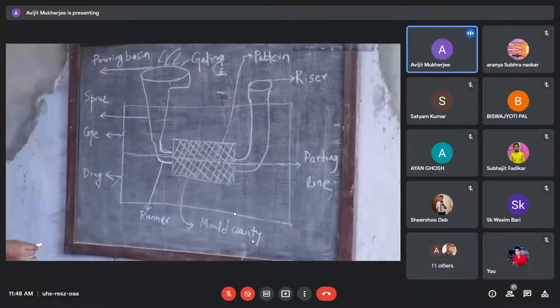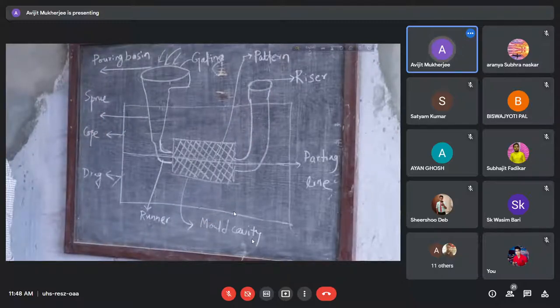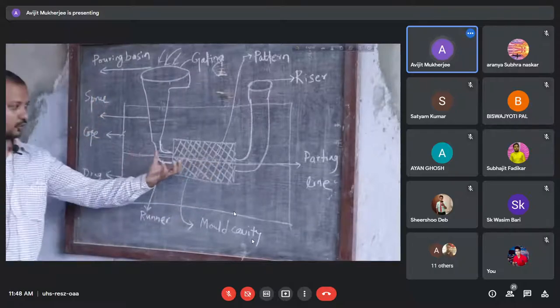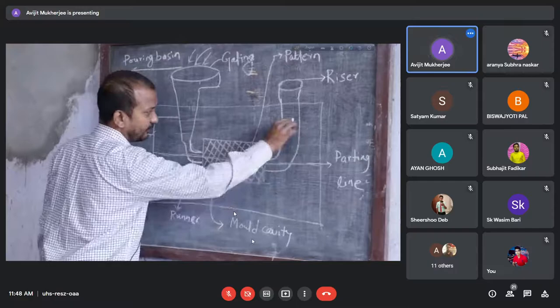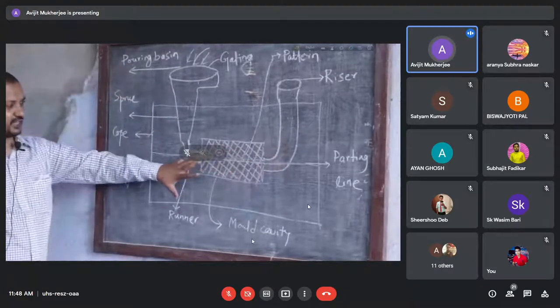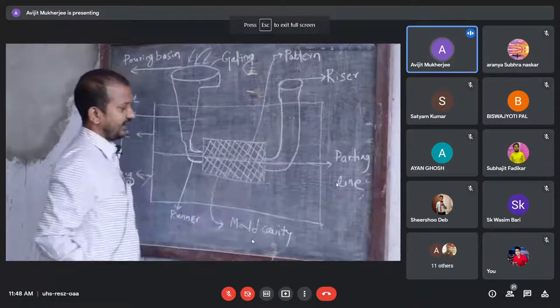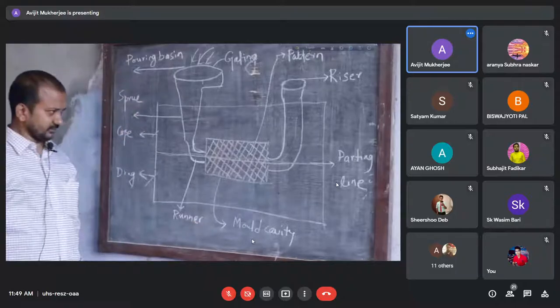So what is the function of this riser? I have already told you that for the alloys, different allowances are provided to the pattern. There was one allowance called the shrinkage allowance. When this material solidifies, there will be a contraction in volume. To compensate for that, the molten material will be reserved here, and this shrinkage allowance will be compensated from the riser. And when the solidification and cooling process takes place, the material in the riser will be solidified last. So this is how the casting process is done.